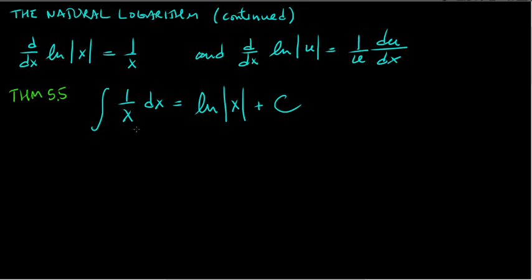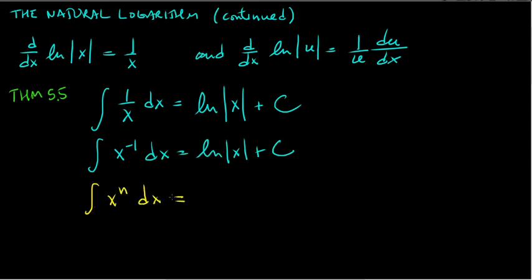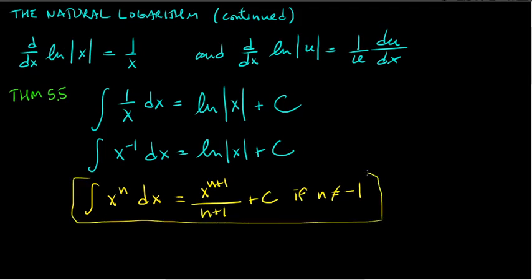So this might not seem like anything much to you, except remember what this is. 1 over x is also x to the negative 1. So there's another way to write it. And in fact, this completes the power rule. If you remember, the power rule for integrals, x to the n, this was equal to x to the n plus 1 divided by n plus 1 plus c, as long as n was not negative 1. Okay, so this is the power rule for integrals.